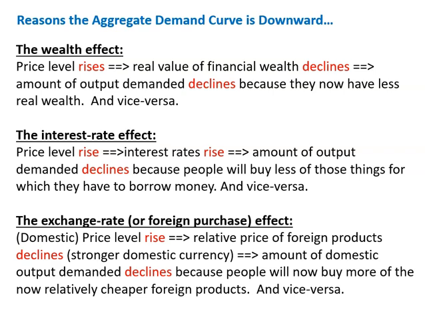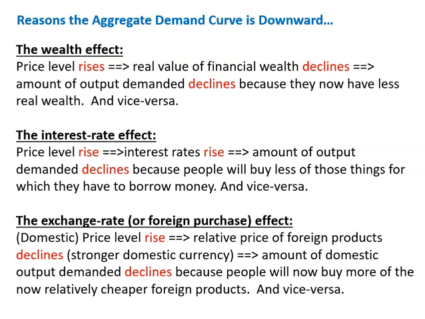The wealth effect suggests that if the price level increases, because of some causal factor pushing it up, then the real value of financial wealth declines, since real financial wealth equals nominal financial wealth divided by the price level, which in turn causes the amount of output demanded to decline, because there is less real wealth to pay for goods and services. The reverse is true for a price decline, which will hold for each of these reasons for a downward sloping aggregate demand curve. But we will not repeat that note each time.